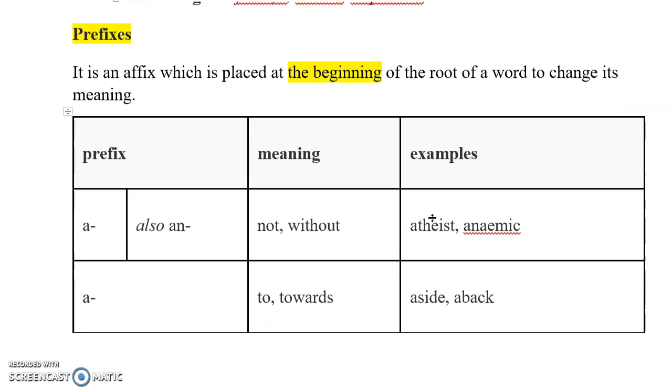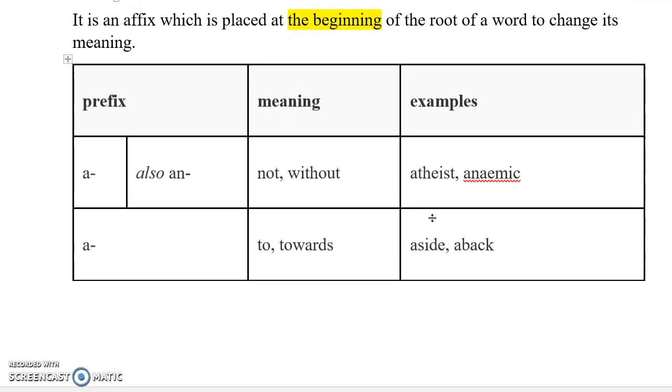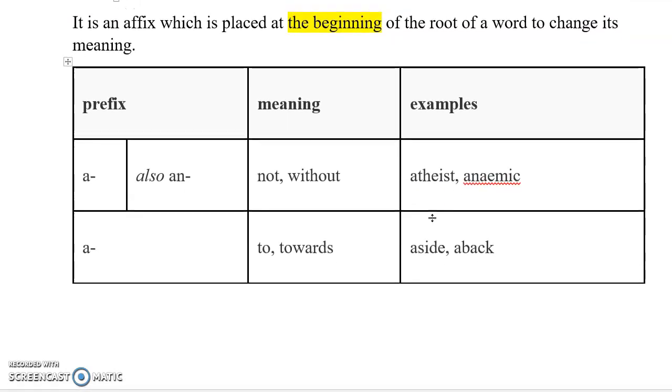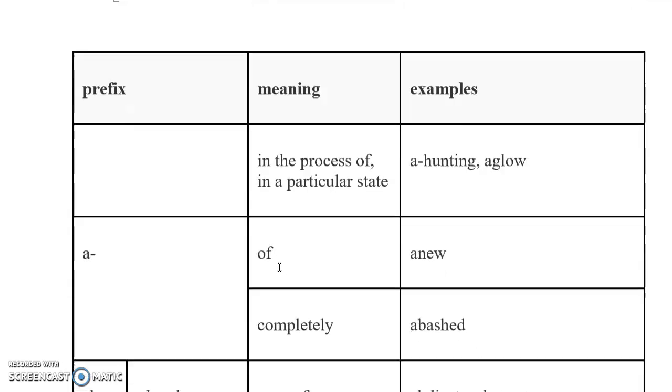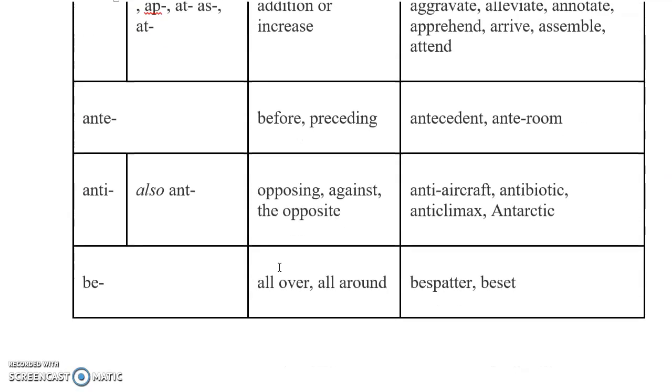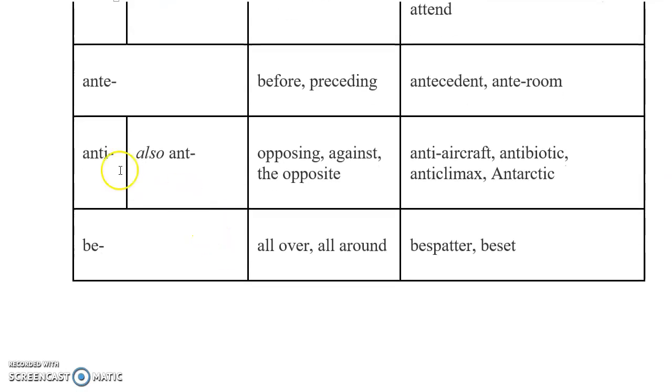The most common ones are added here in this table. So we have a, for example, or an. It means without, like when I have atheist. Okay, we have some common prefixes like anti. Anti or ant means the opposing or the against of something, like when we say antibiotic.